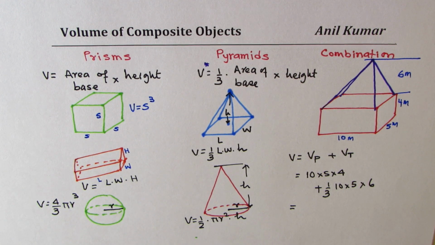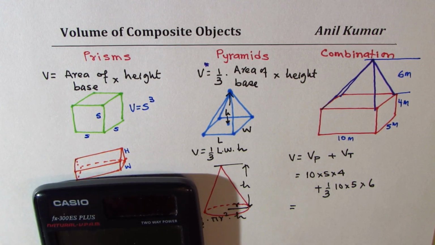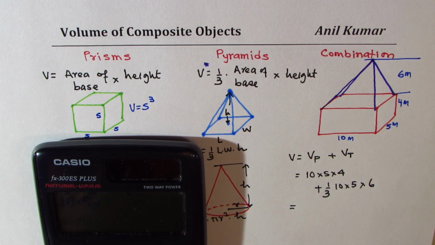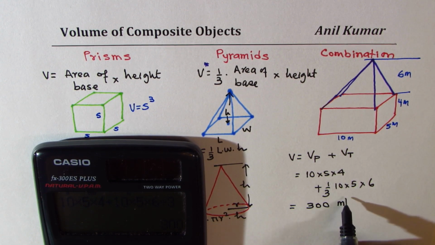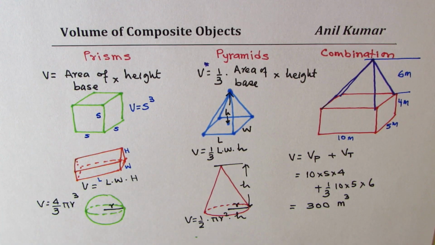So let's use the calculator to calculate this. We have 10 times 5 times 4 plus, let's write, 10 times 5 times 6 divided by 3 equals 300. And cubic meters, or meter cube, is going to be the answer, right? So I hope that makes sense. So when we talk about combination of objects and their volume, this is how we can find it. I hope the basic concepts are clear to you.